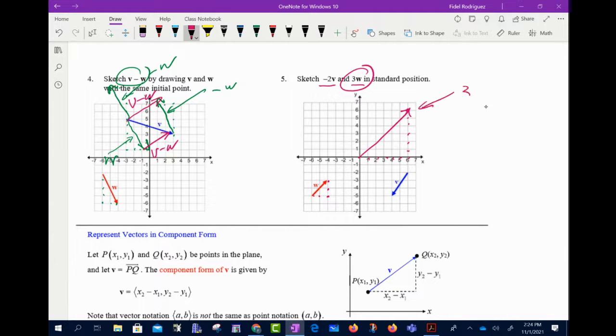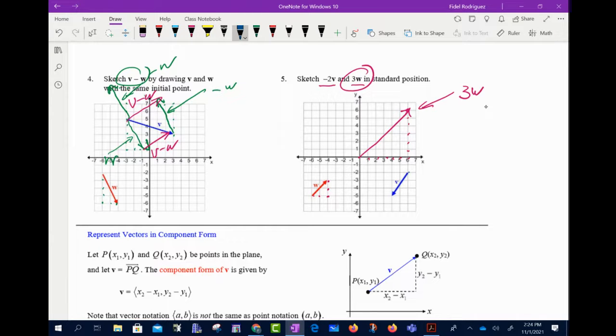And this right here, y'all, would be, there you go. Because it was 2 spaces to the right and 2 spaces up, and we're doing 3 times that amount, it's going to be 6 spaces to the right, 6 spaces up. Okay, let's take a look at V.